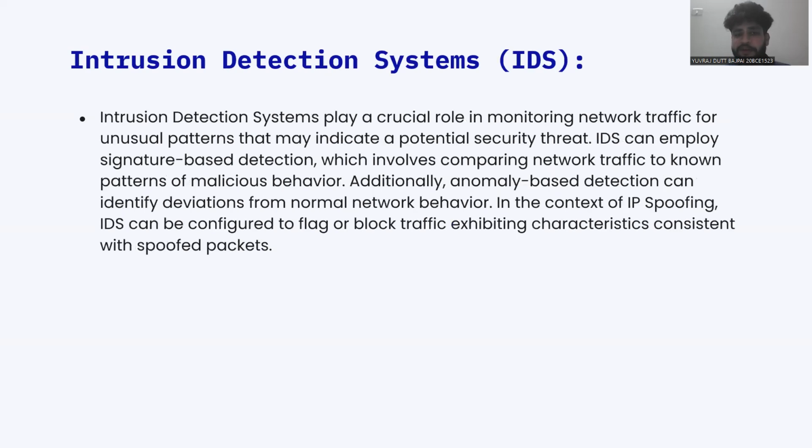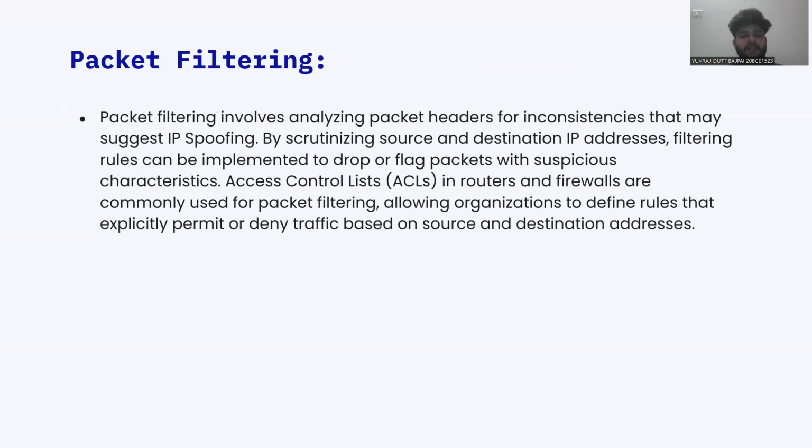So let's start with the intrusion detection system. An intrusion detection system plays a crucial role in monitoring network traffic for unusual patterns that may indicate a potential security threat. IDS can employ signature-based detection, which involves comparing network traffic to known patterns of malicious behavior. Additionally, anomaly-based detection can identify deviations from normal network behavior. In the context of IP spoofing, IDS can be configured to flag or block traffic exhibiting characteristics consistent with spoofed packets.